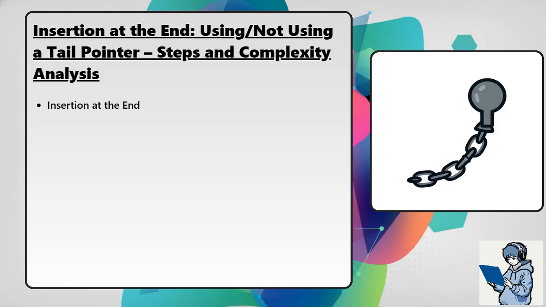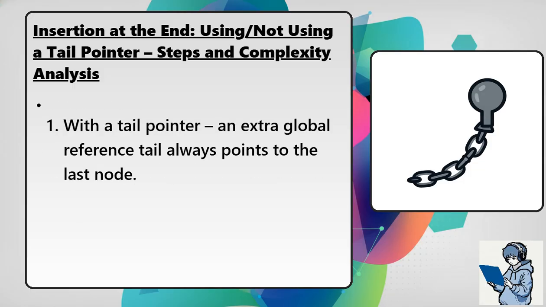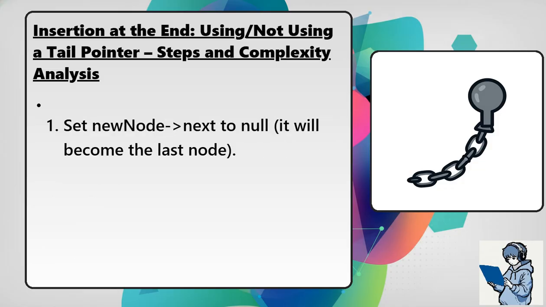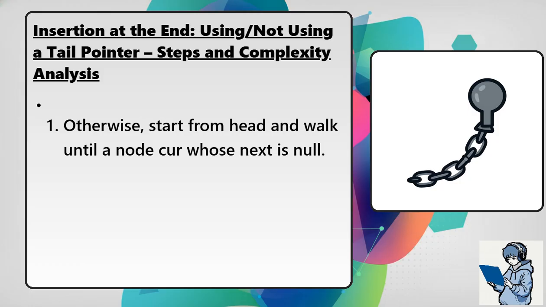Insertion at the end. Two common designs exist. One, without a tail pointer, only head is kept. Two, with a tail pointer, an extra global reference tail always points to the last node. Without tail, the steps: allocate a new node and set its data. Set newNode next to null, as it will become the last node. If head is null, make head point to newNode, since the list was empty. Otherwise, start from head and walk until a node cur whose next is null. Set cur next to newNode.